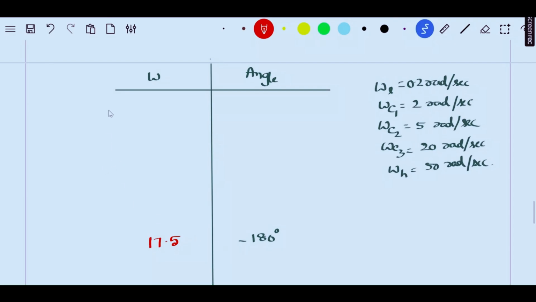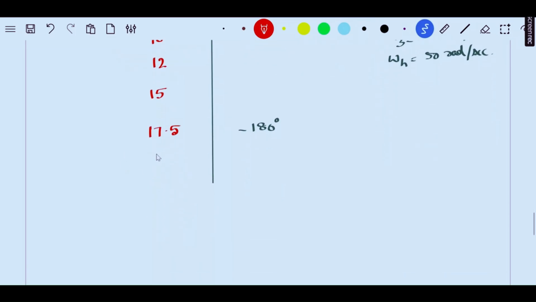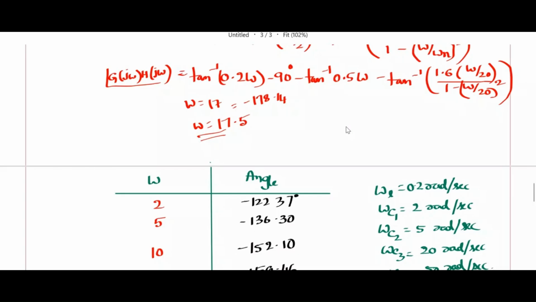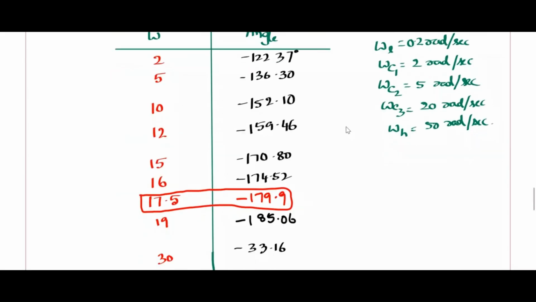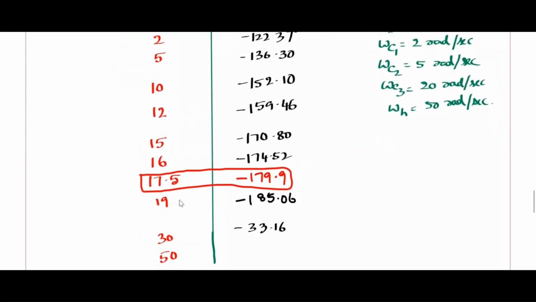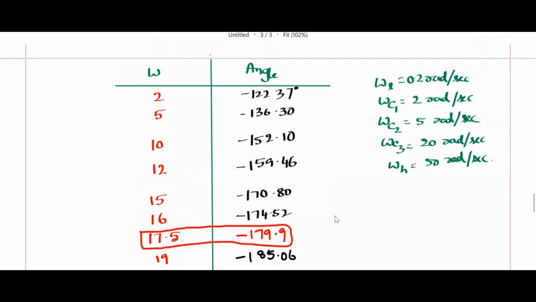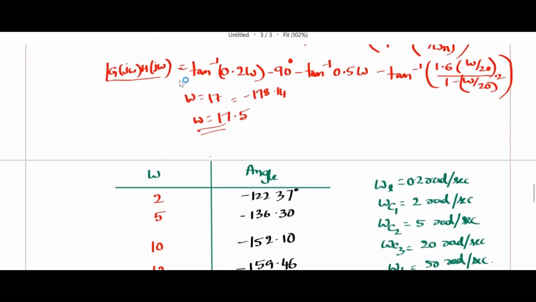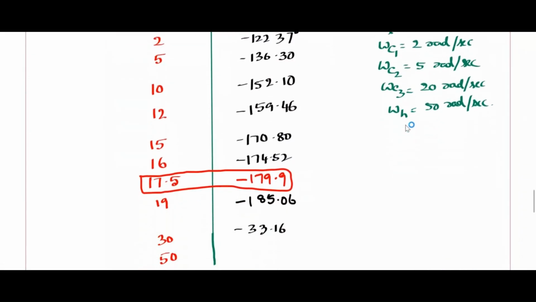Now we will find the angle for omega values 2, 5, 10, 12, 15, and then 19, 20, 30, 50. These are the angles which we are going to calculate for these values of omega. These are the angle values that we got for different values of omega, and at 17.5 we get minus 180, 179.9, about minus 180 degree. As per the angle equation we have generated, these are the angle values that we have got.